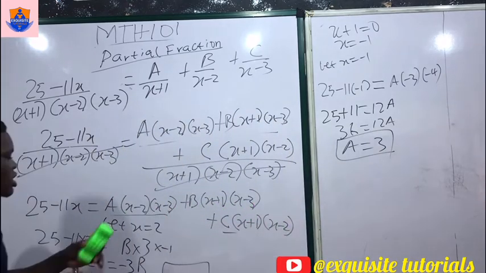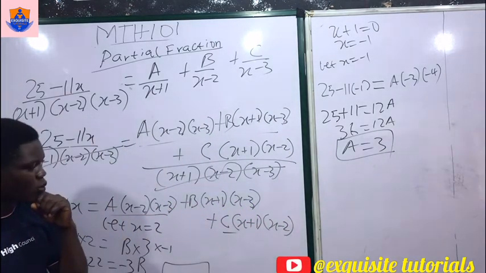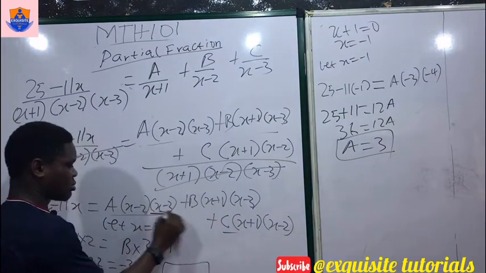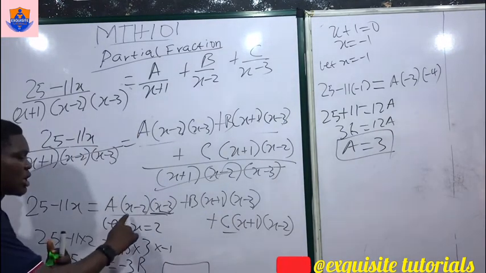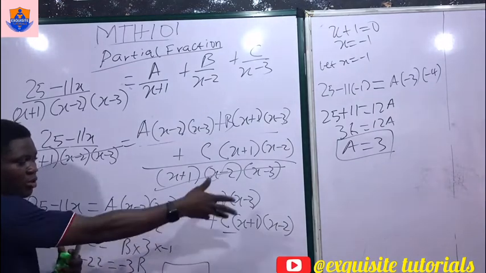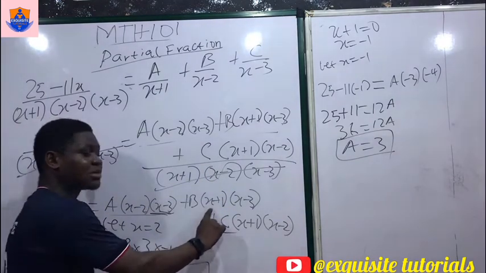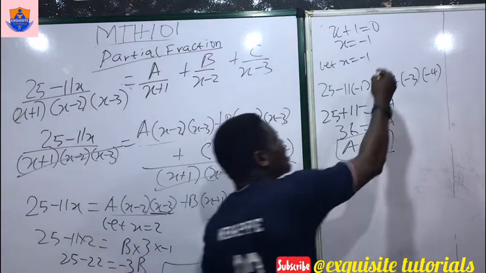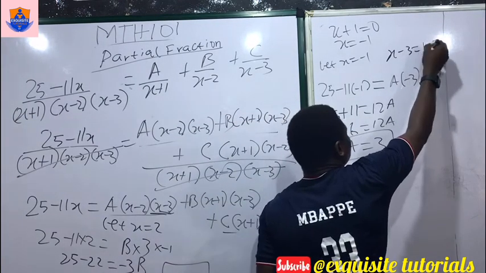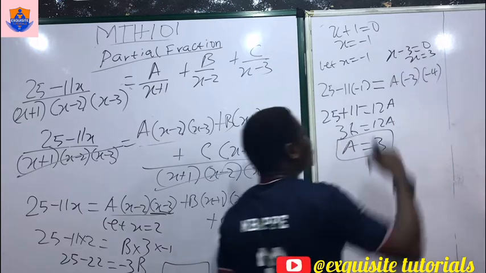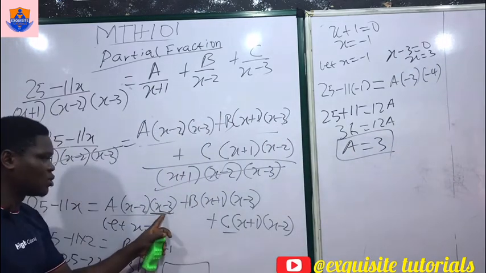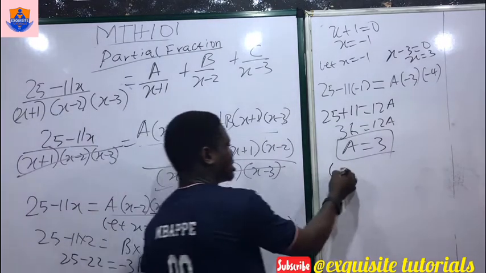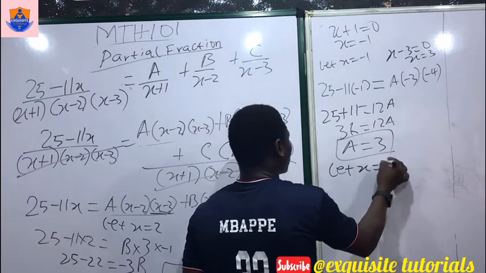Now we have used this to eliminate this. There's one more factor that we have not used. We have not used x minus 3. We have used x as 2 to eliminate several things. We have used x as minus 1. Now let's use x minus 3. If x minus 3 is 0, x will be 3. So anytime I put 3 here, this becomes 0. If I put 3 here, this becomes 0. So let x be equal to 3.